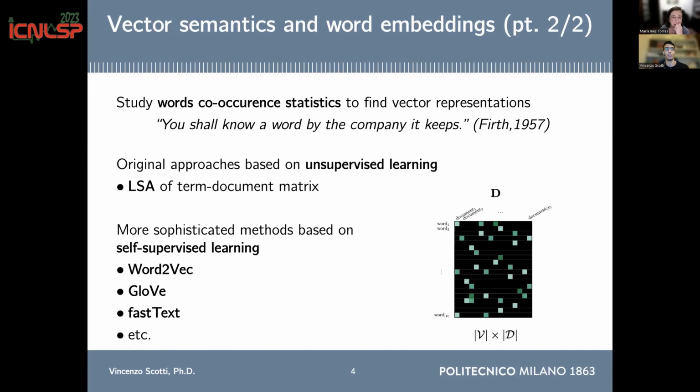To build up these vector representations, so to extract them from a corpus of text, usually we analyze the word co-occurrence statistics. There is the famous quote from Firth from 1957 that says, "You shall know a word by the company it keeps." This started a long sequence of model definitions and building that first started with unsupervised learning approaches like latent semantic analysis to produce term-document matrices and extract embeddings from there, mostly used in information retrieval. Now we have more sophisticated approaches based on self-supervised learning like Word2Vec, GloVe, FastText, and similar.